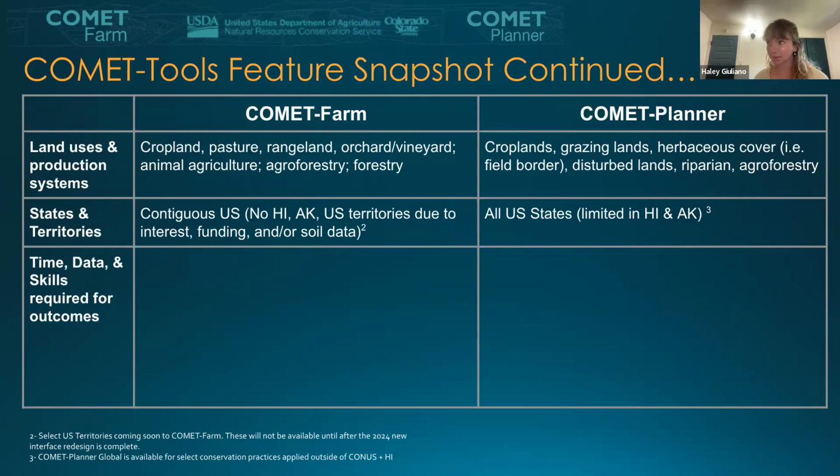With COMET-Planner, all of the 50 US states are available at the moment. It is very limited in Hawaii and Alaska in terms of which practices and implementations are available. However, I believe it was June of last year, the COMET team released COMET-Planner Global, which does allow for estimates outside of the United States for some conservation practices. And so where it's not available in COMET-Planner, you could check out the COMET-Planner Global tool to generate an estimate for some practices.